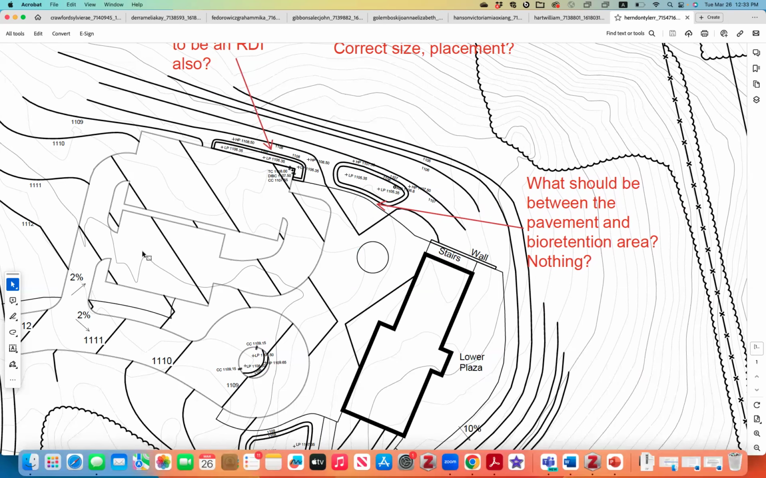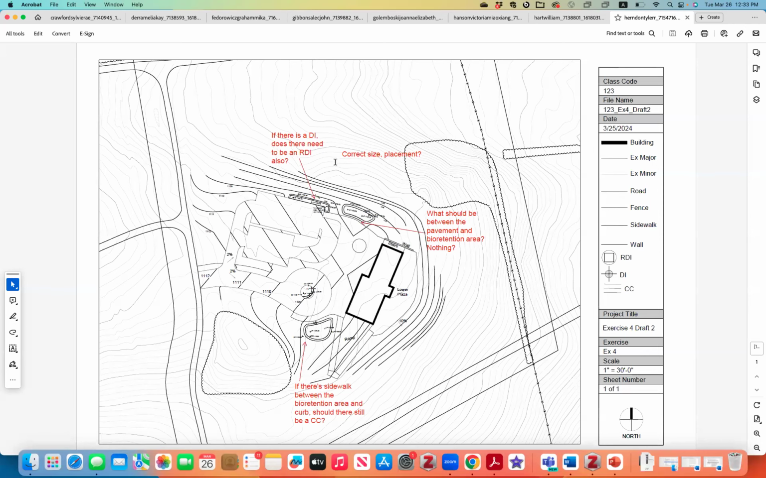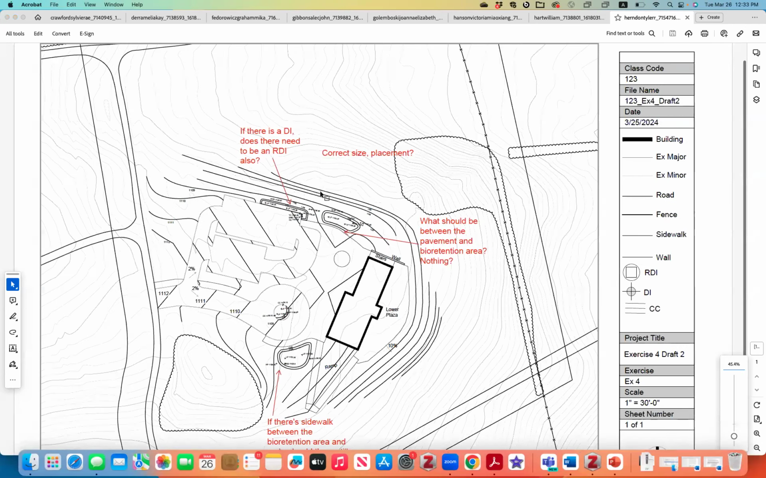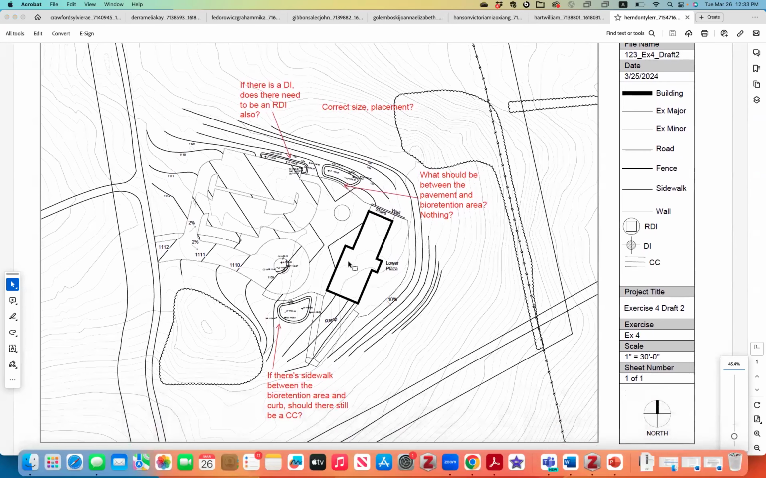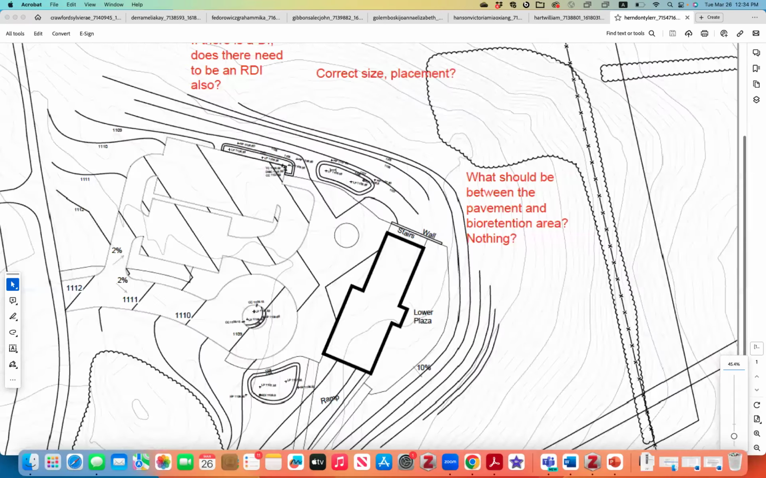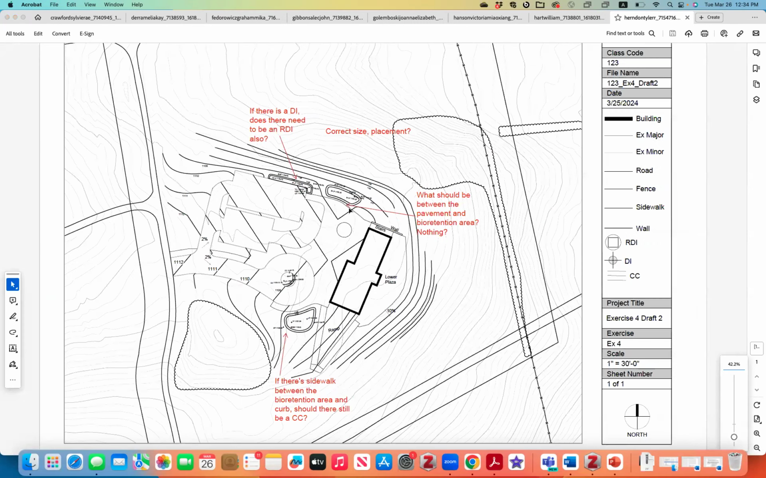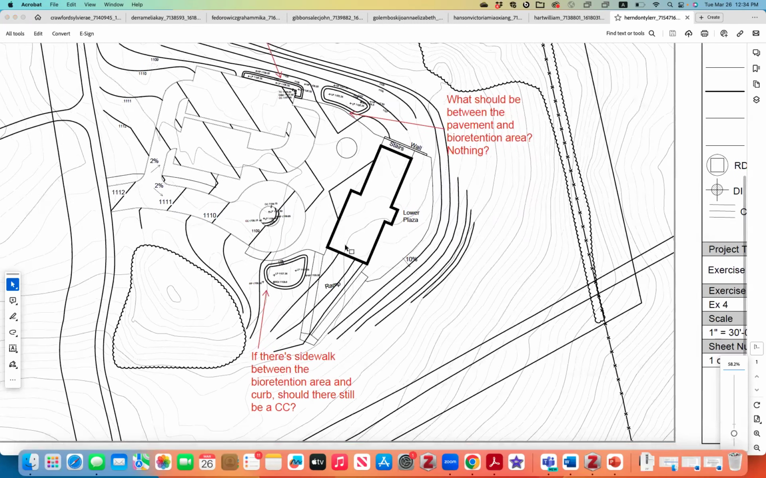Let's zoom out and see if there's any additional questions. No, if there is DI, you don't need RDI anymore. What should be between the pavement and retention area? You have a plaza, right? You have a plaza, and no, you don't. The way you presented it, it's correct. But I would look into your line weight. I cannot see major versus minor contour at this point, and you wouldn't have as many. I would say it's a little too thick if it's a minor contour there. Okay.